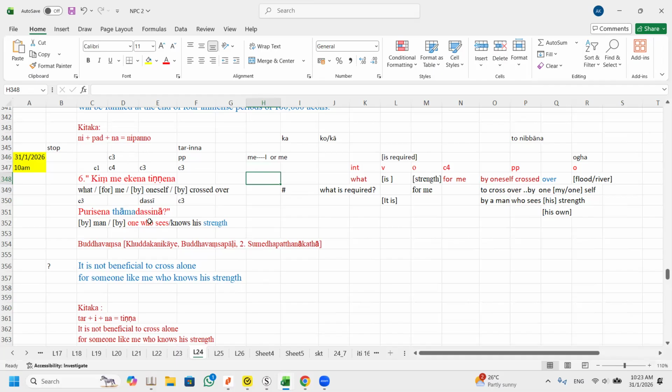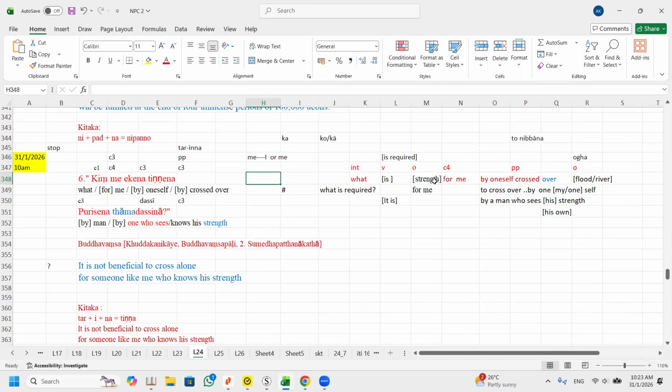Dasina. So the dasina comes from the word dasi. Dasi, that means you add in. They decline dasina. That means dasina means one who sees. The word tama is strength. So in this case, this line will fit into there.